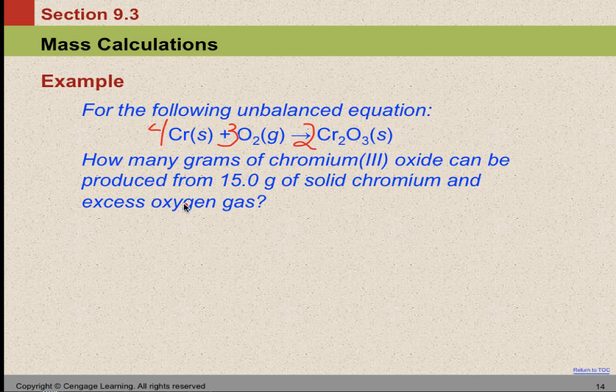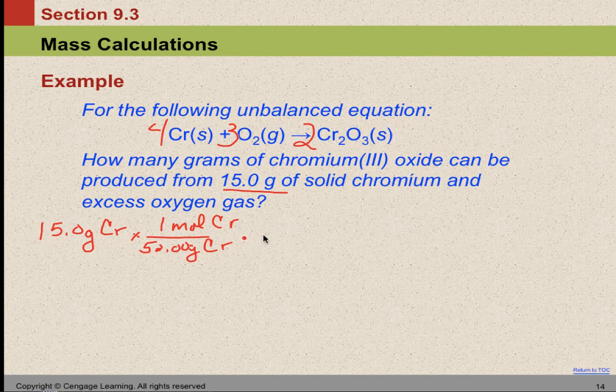If you look at this problem, I'm given one number in the problem. I'm going to start with that number, 15.0 grams of chromium. In our steps, we have to convert that grams to moles so that we can then relate the chromium to the chromium-3 oxide using the moles in the balanced chemical equation. So grams of chromium in 1 mole of chromium, using the molar mass from the periodic table, I have 52.00 grams.